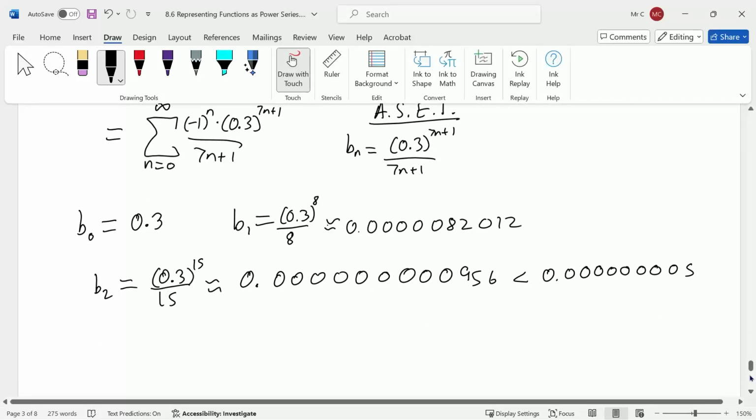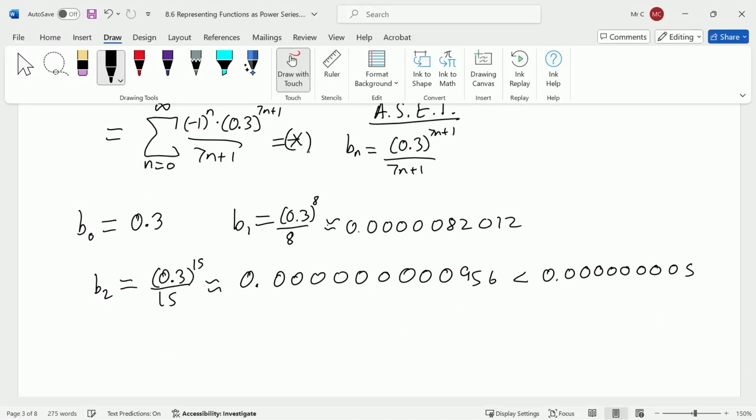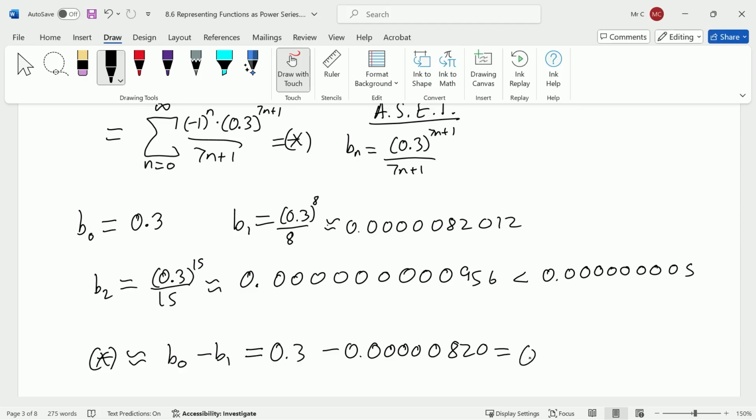So what does that mean? That means that my integral, which I'm marking star here, star is approximately b0 minus b1, right? It's alternating. The 0th term is positive. The next term will be negative. And that's 0.3 minus 0.1820. I only need the 8 decimal places, so that's good enough. And so what do we get here? 0.3 minus this thing, which is 0.2999918 and 0.